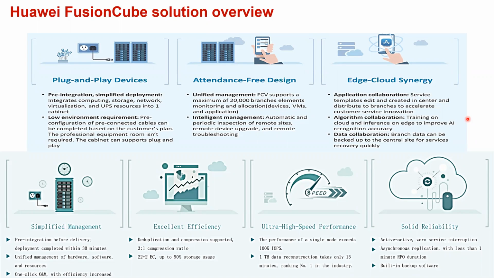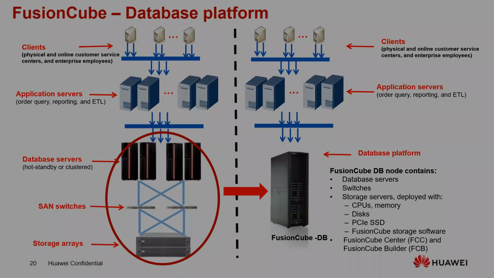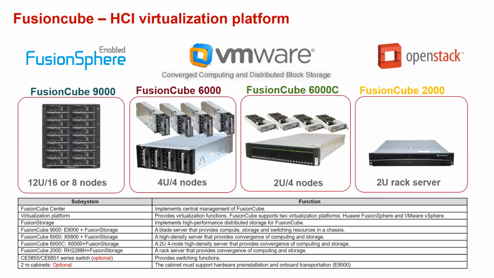Yes, VMware is available. We can integrate it with the FusionCube. And also, what is the model of FusionCube 2000 hardware? For FusionCube 2000 hardware, as I just showed, these are rack servers. The 2U rack server is the FusionCube 2000, and FusionCube 6000 is your X6000 platform. As I mentioned here, these are the hardware series: E9000, X6000, and X6800. These are the server families which we are using for the hardware.